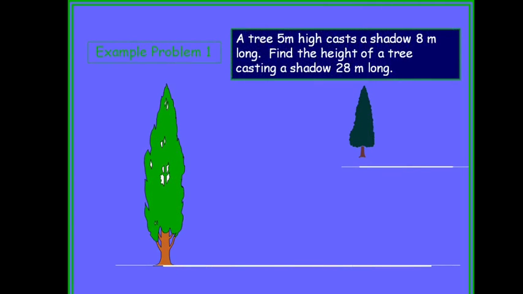We have one example. A tree 5 meter high casts a shadow 8 meter long. Find the height of a tree casting a shadow 28 meter long. So in this example, our first tree is smaller in size, whose height is 5 meter, which casts a shadow 8 meter long. We have another tree on our screen which is bigger in size, where the height of the tree is labeled as H, which casts a shadow 28 meter long on the ground.